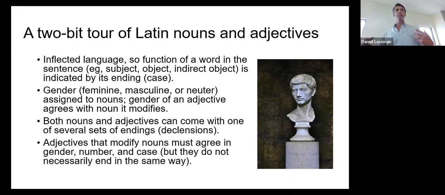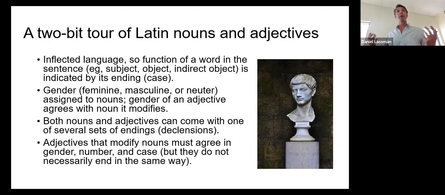And they're not masculine, feminine, neuter in our sense, but they just give every word this ending, which reflects its gender. And the gender of an adjective in Latin always agrees with the noun it's describing. So if you say the red balloon, and balloon is feminine in Latin, which it probably is, red has to be feminine too. And it will end accordingly. It'll terminate accordingly. So both nouns and adjectives can come with one of several sets of endings.